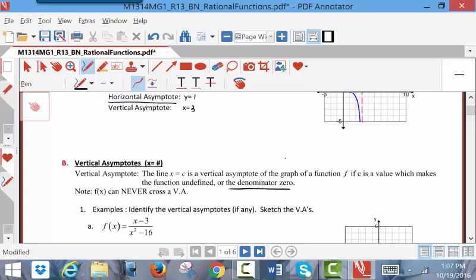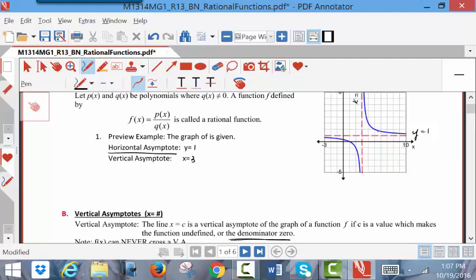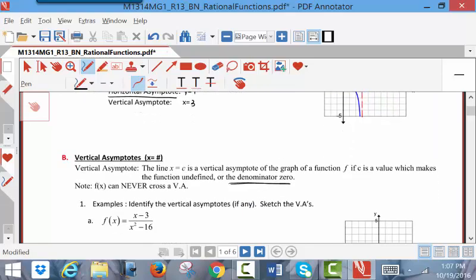Okay, so when you have an asymptote, your line will get really close to the asymptote, but it will not cross it. It will do what we call hug an asymptote. So when you graph your function, it will hug the asymptote, but it will not cross it. It will get closer and closer and closer to it, but not cross it.